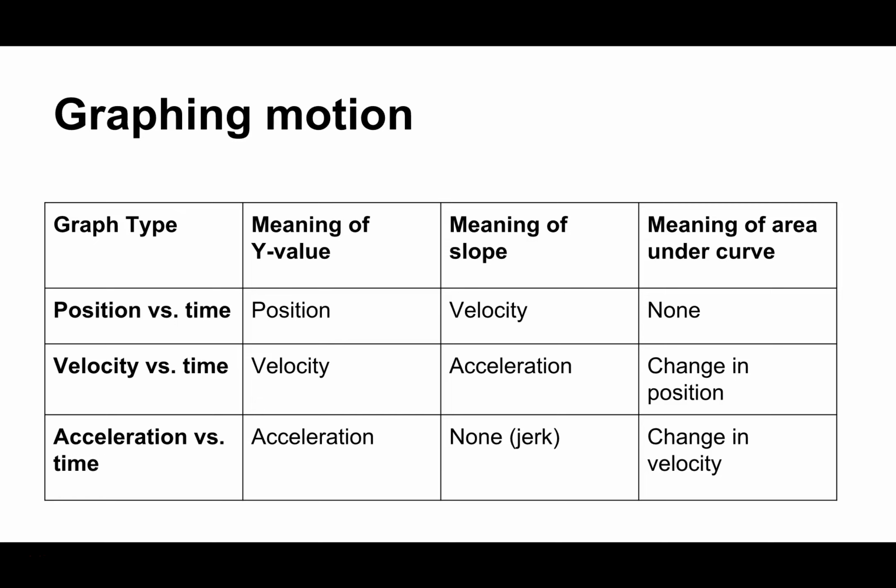We don't have any meanings for the area under the curve on a position versus time graph. That's just universally not a meaningful quantity for us. There's also no meaning that we have to deal with for the slope of an acceleration versus time graph. That's a quantity called jerk, which is the rate of change of acceleration. But for all of our problems like this, we're going to have constant acceleration. So the jerk would be 0.